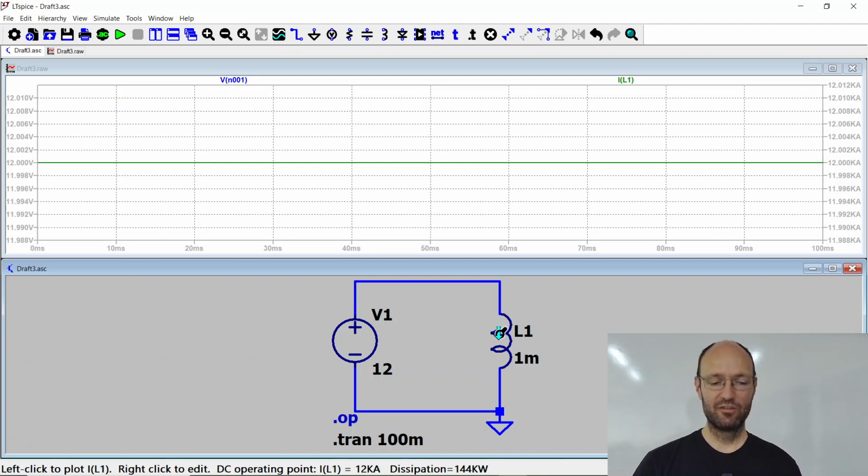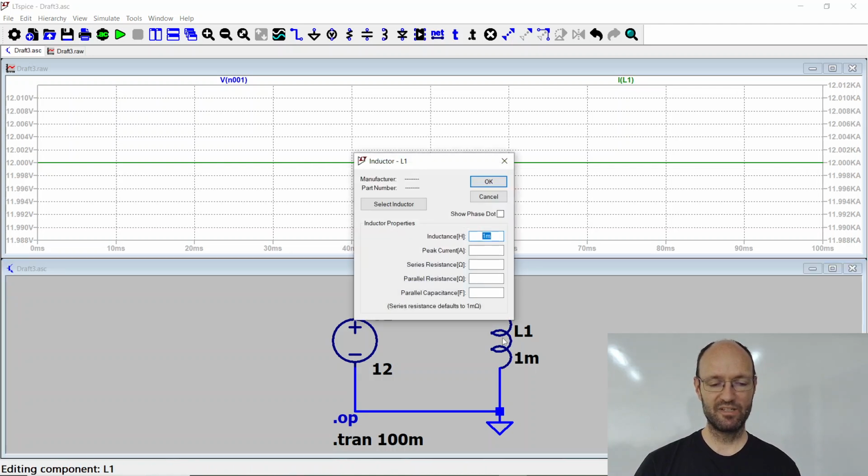Yeah, because it's not some ideal coil. Once again, if we click on this with the alternative mouse button, then it says, okay, there's a series resistance that defaults to 1 milliohm. So inside our inductor, there's an internal resistance of 1 milliohm. If we have 12 volt as a source voltage, if we have 1 milliohm as a resistance, we will get 12 kiloampere of current. This is the 12 kiloampere that we get here.